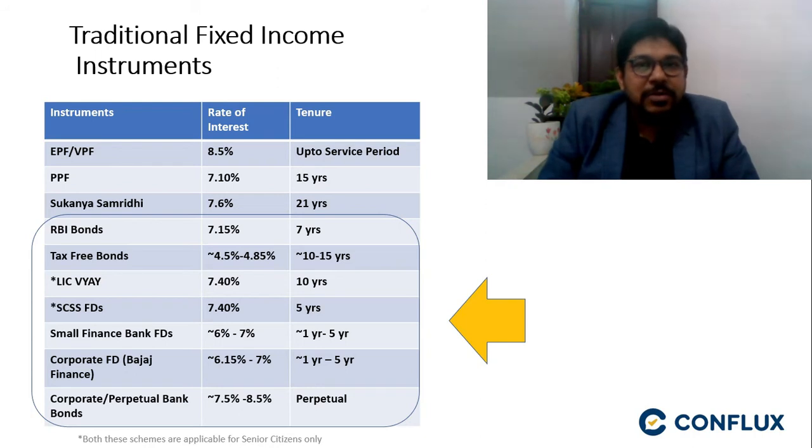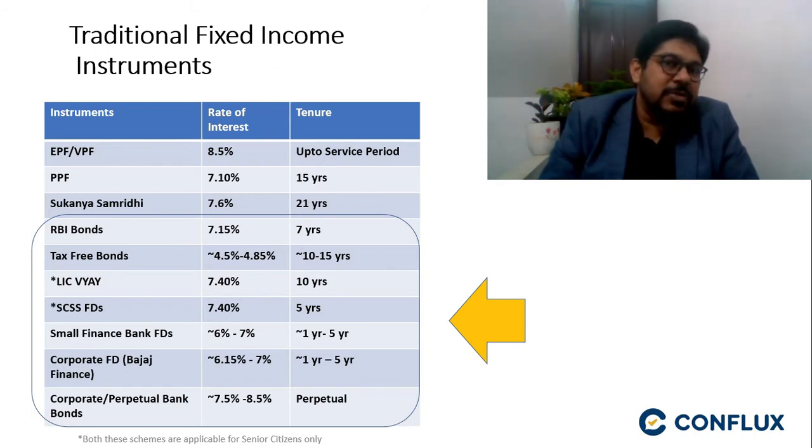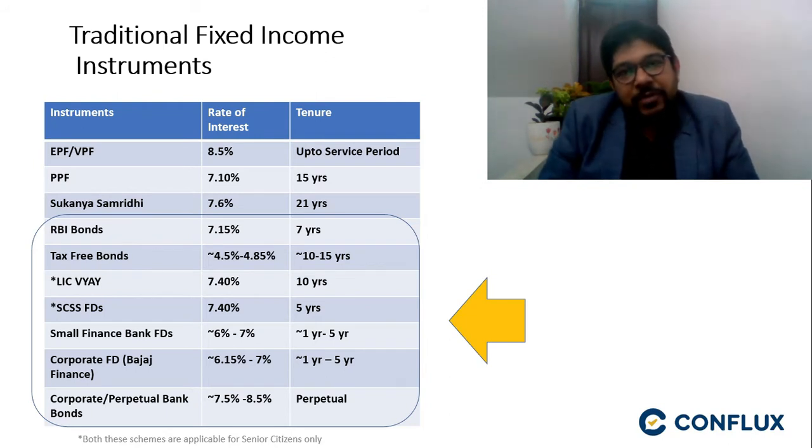And then there are further corporate FDs which are floated by the likes of Bajaj Finance and PNB Housing, which are yielding returns in the range of 7 odd percent and thereabouts. Further, there are some corporate bonds, non-convertible debentures and perpetual bank bonds which are still giving a fixed kind of return in the range of 8 odd percent.